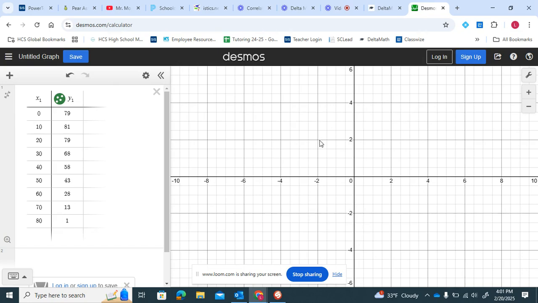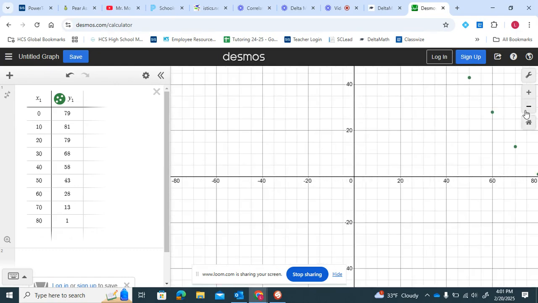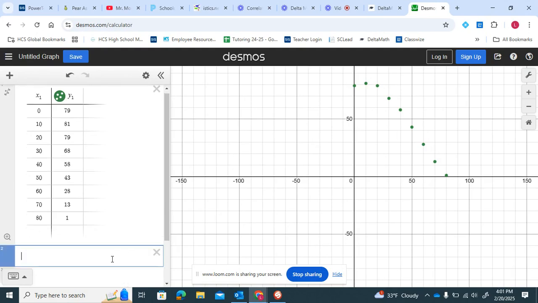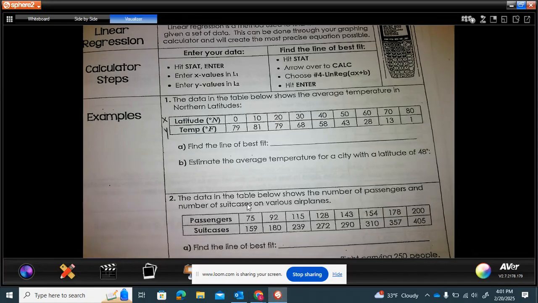All right, so you type in your data points, and you should actually see your data pop up. It should plot these points. If you don't, just zoom out. If you zoom out enough, you can see the scatter plot be created. So it looks like there's a negative correlation between the latitude and the temperature. So here's what we do. You have to know this formula. I'm actually going to write it on the sheet of paper.